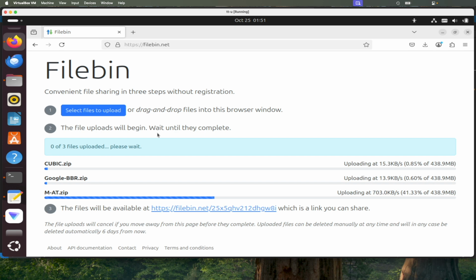Now our technology rate is over 700 kbyte per second, and over 42% has been uploaded, while Google BBR is still crawling at about 13.9 kbyte per second, and less than 1% has been uploaded. And Cubic is 15.3 kbyte per second, and also less than 1% has been uploaded. The file size I mentioned is 438.9 megabytes.